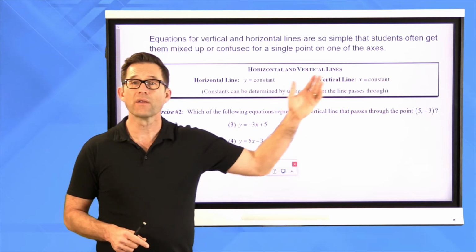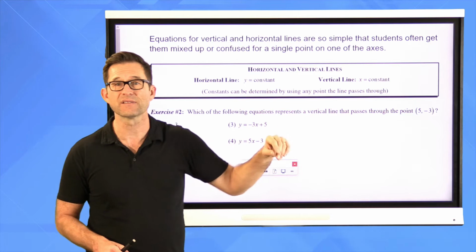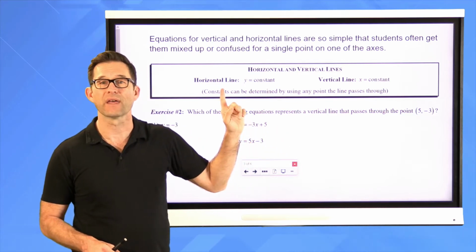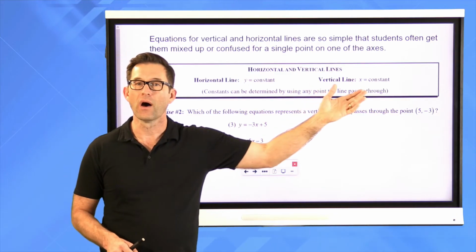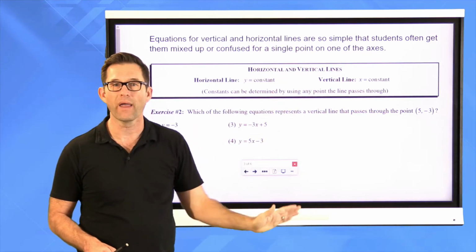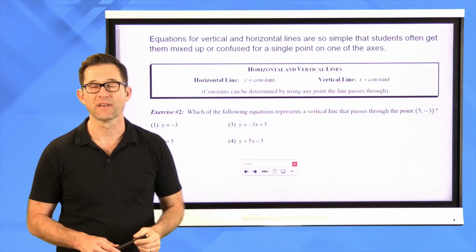So horizontal and vertical lines. A horizontal line, right, one that is parallel with the x-axis, always will have an equation that looks like y equals a constant, y equals a number. The vertical line, right, a line that's parallel to the y-axis, will always have an equation like x equals a constant, x equals a number.